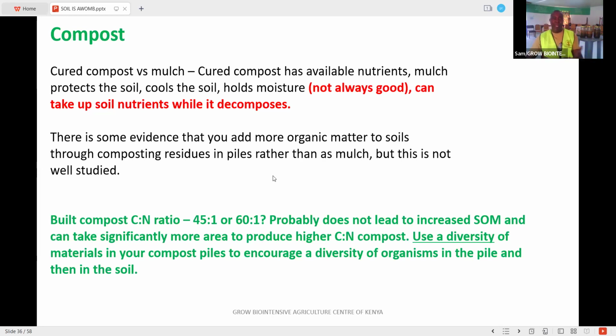Keyword: compost and mulching. This is very controversial. Do we mulch our crops?